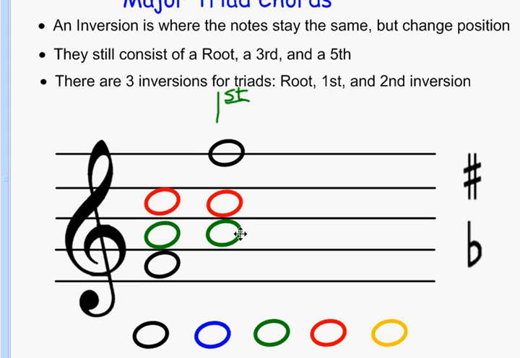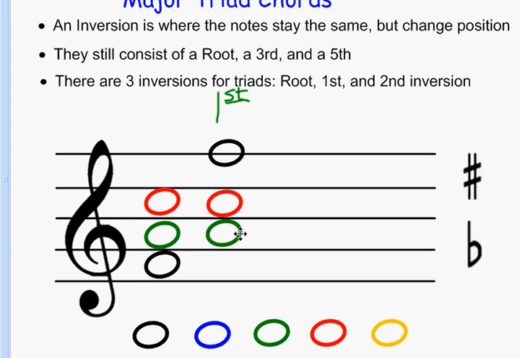Now, there's a whole bunch of confusion about how this may change the notes because now A is on the bottom, things like that. We're not going to worry about that for now. That's for the advanced version of chords. For right now, we're just talking about the placement of the notes. So we have A, C, and F.